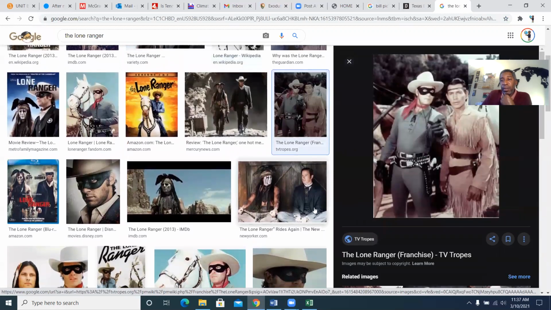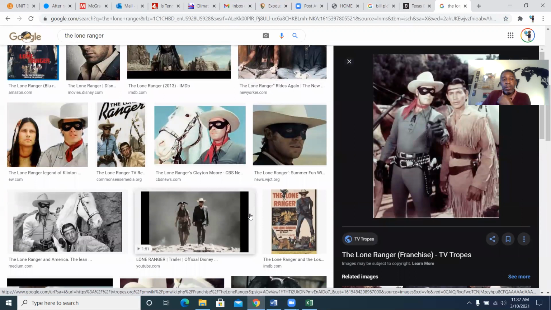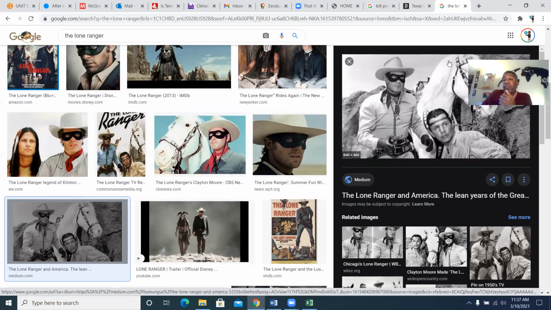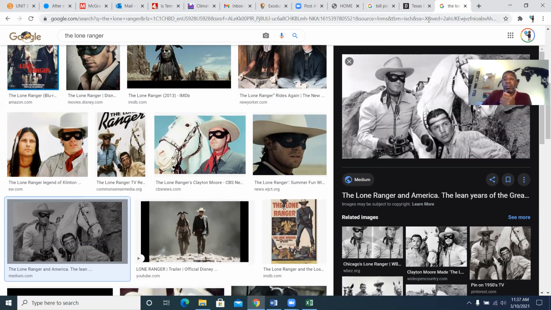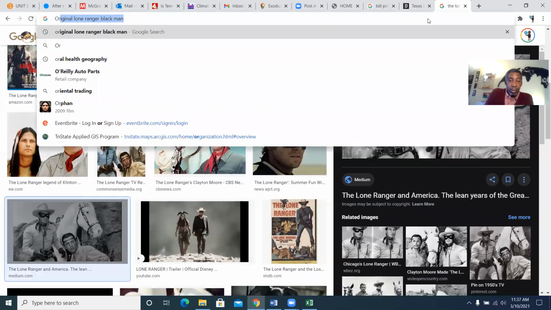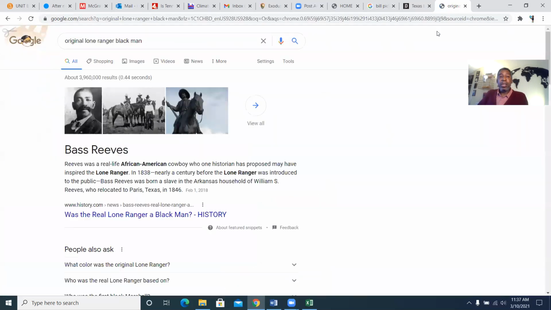This one looks like they remade it. But this one, the Lone Ranger. But obviously, the Lone Ranger here is depicted as a Caucasian gentleman, but the original person, the person that the Lone Ranger TV show was based upon, was Bass Reeves, who was an African American cowboy. Very famous African American cowboy.